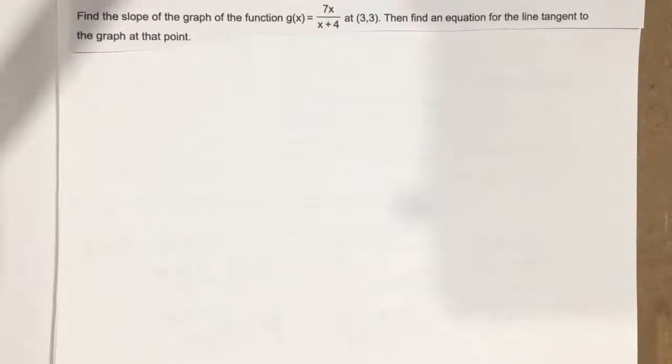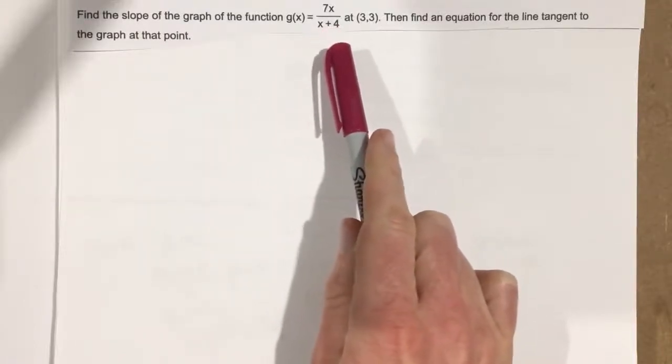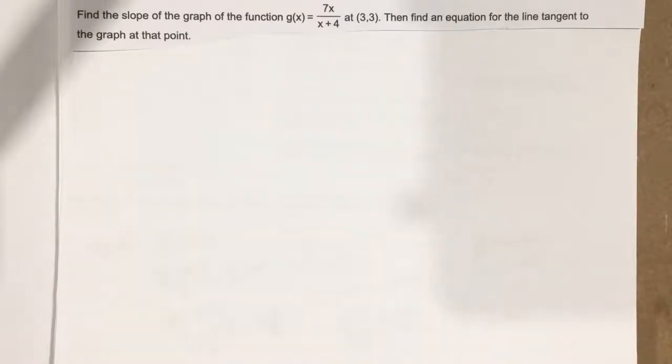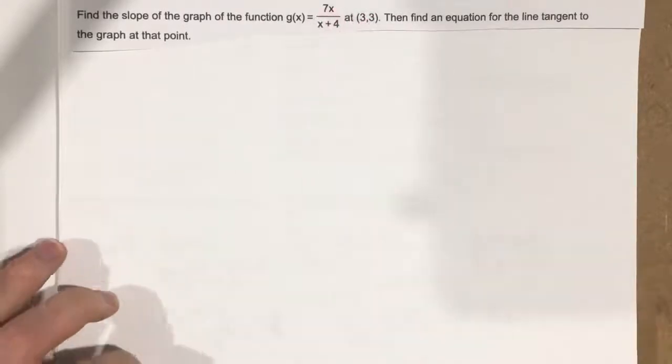This is problem number 4 for section 3.1. In this problem it says find the slope of the graph of the function g of x equals 7x over x plus 4 at (3, 3). Then find an equation for the line tangent to the graph at that point. So what they want us to do is find the slope first. Once we find the slope, write the equation for the tangent line that touches this function at (3, 3).